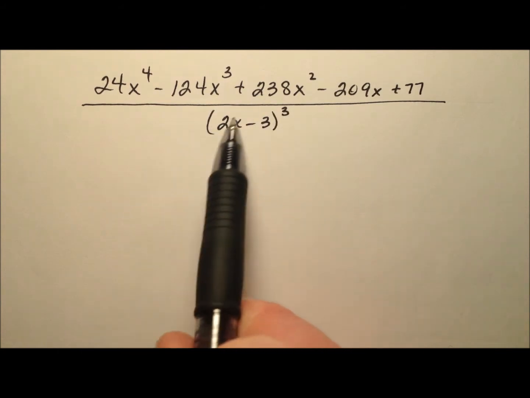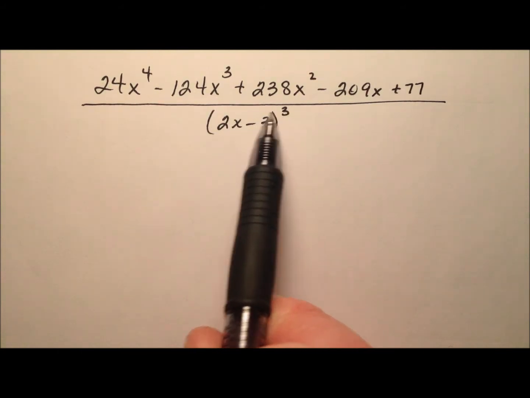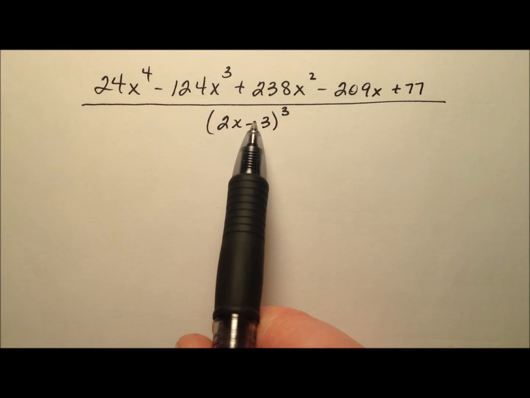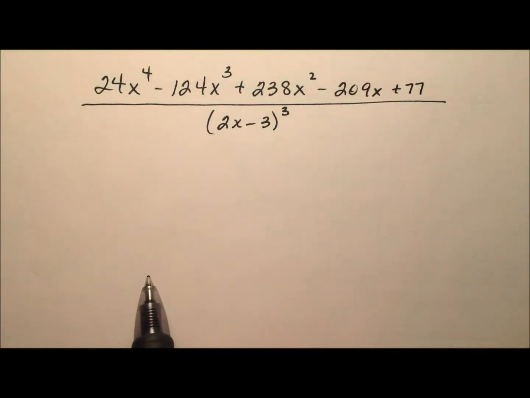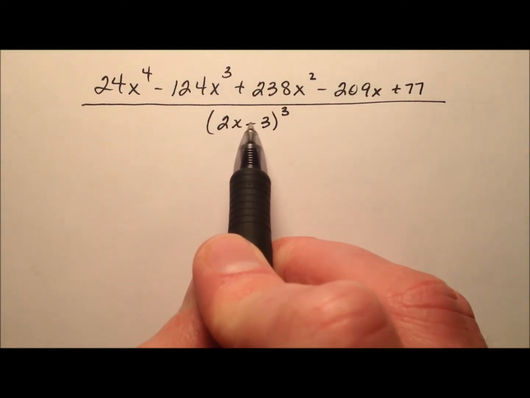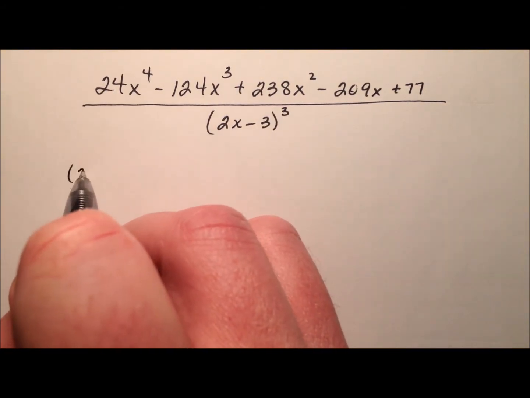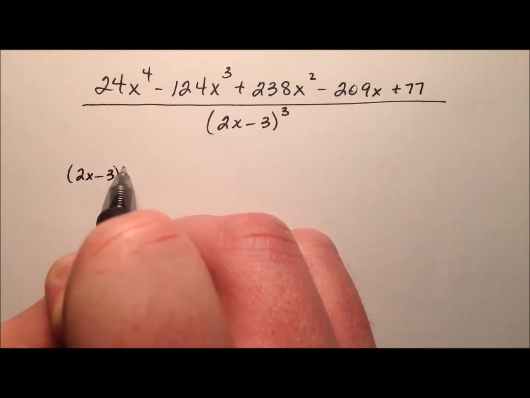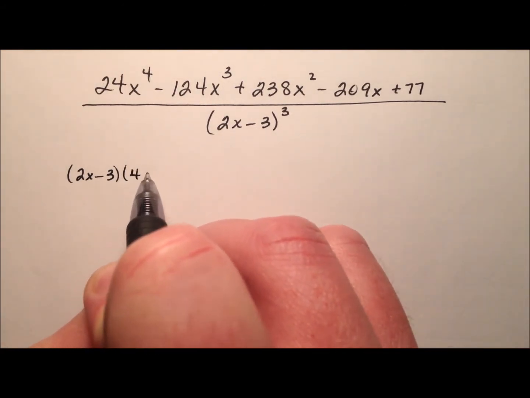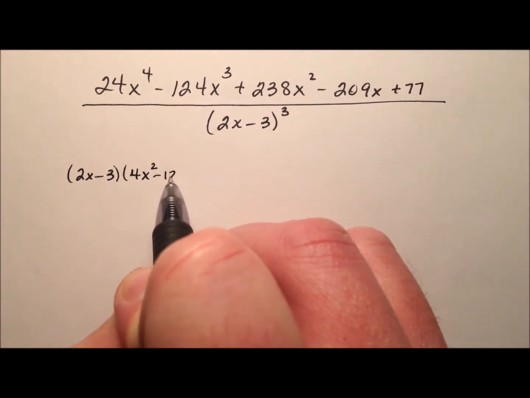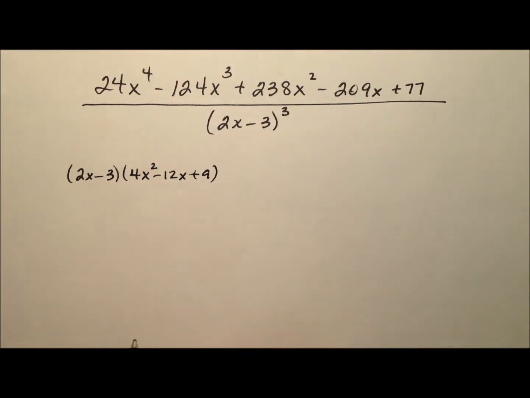Well, this denominator is a perfect cube here, so I kind of need to multiply this out first, so then I can work my division. Okay, so (2x minus 3) quantity cubed is going to be 2x minus 3 times the square of that, so 4x squared minus 12x plus 9.